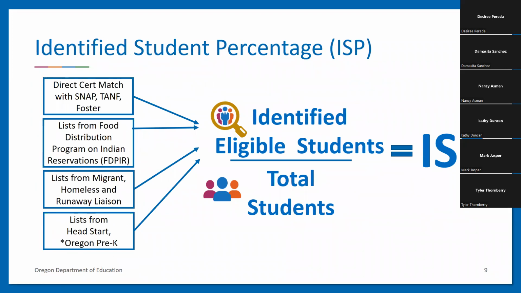Now we'll review the identified student percentage, the ISP calculation. Identified eligible students, the number on the top, the numerator, is the sum of the students in the categories listed to the left of the graphic. The total students, the denominator on the bottom, are all enrolled students, including pre-K children with access to at least one meal. The ratio of the identified eligible students to the total number of students is the ISP.